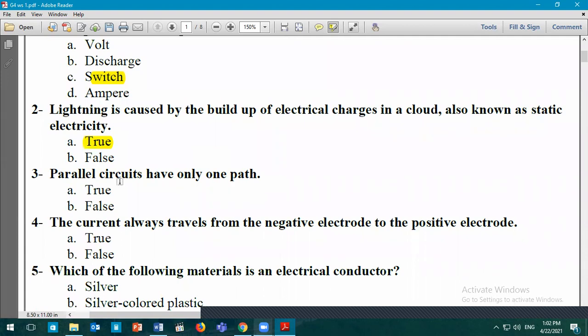Number 3, parallel circuits have only one path. True or false? False. You just learned that they have many paths.